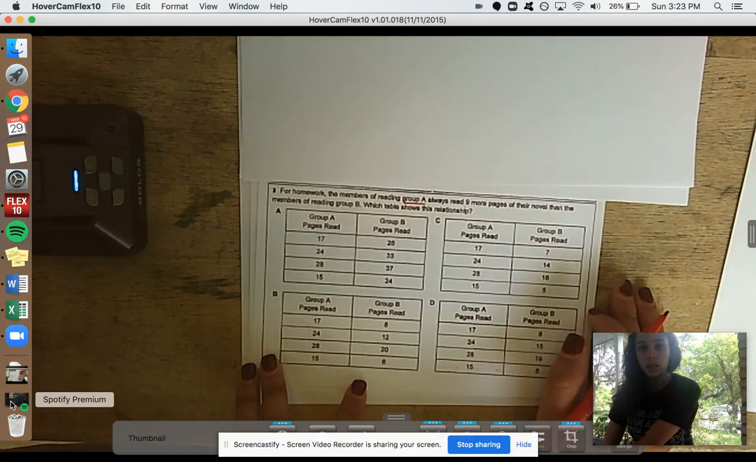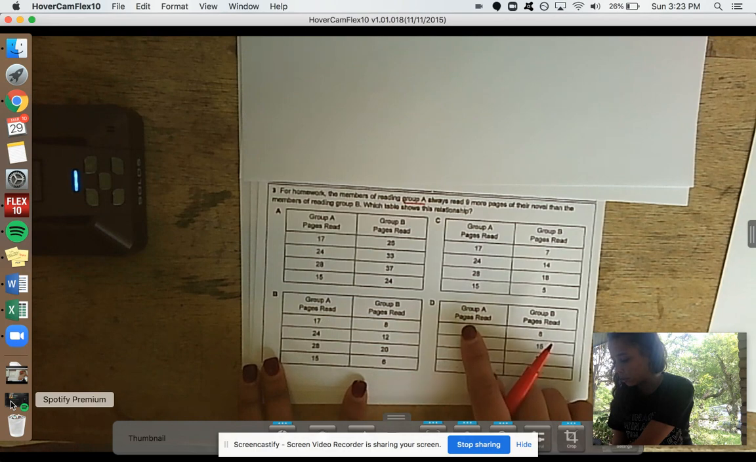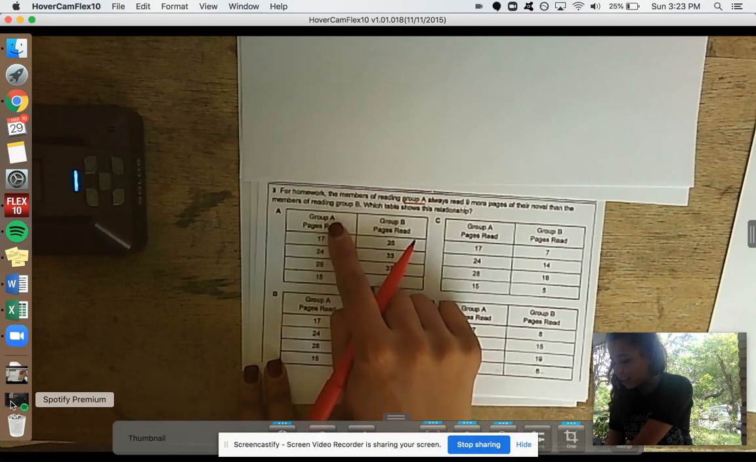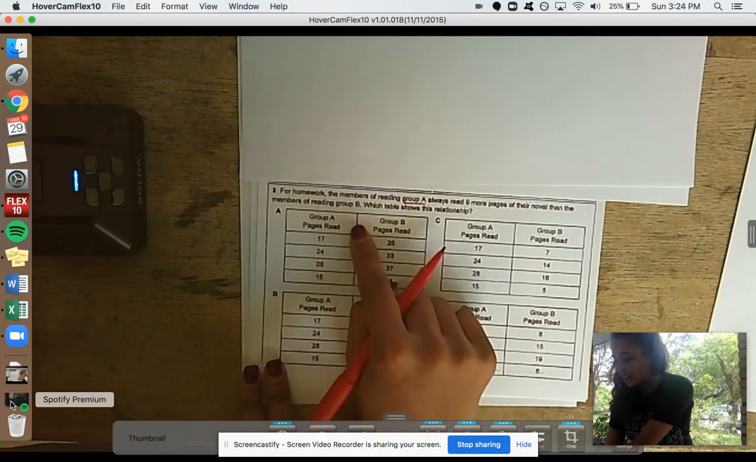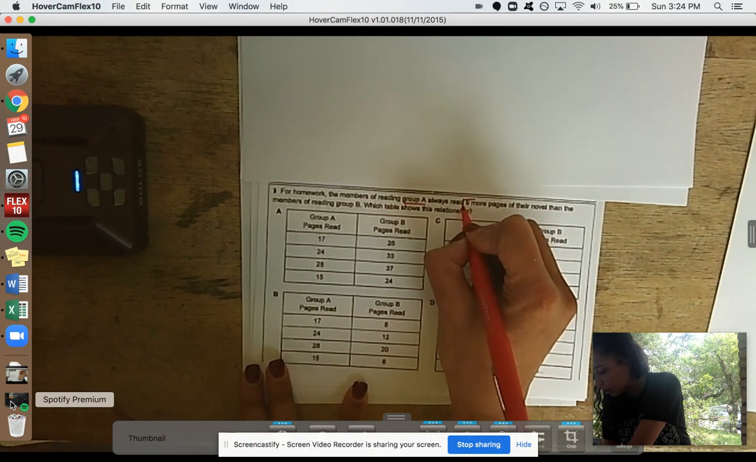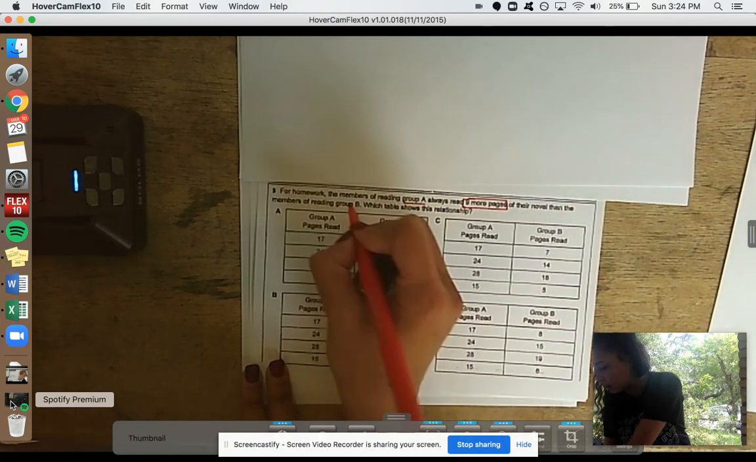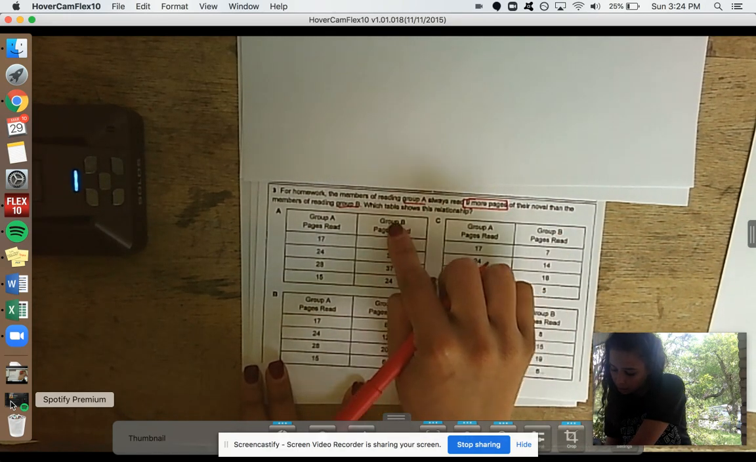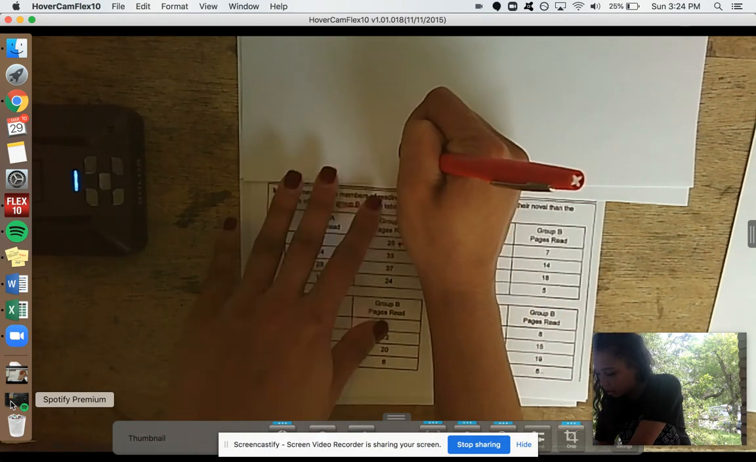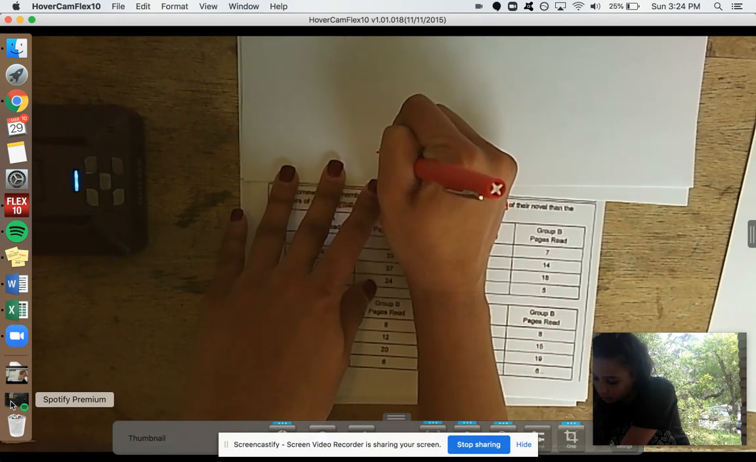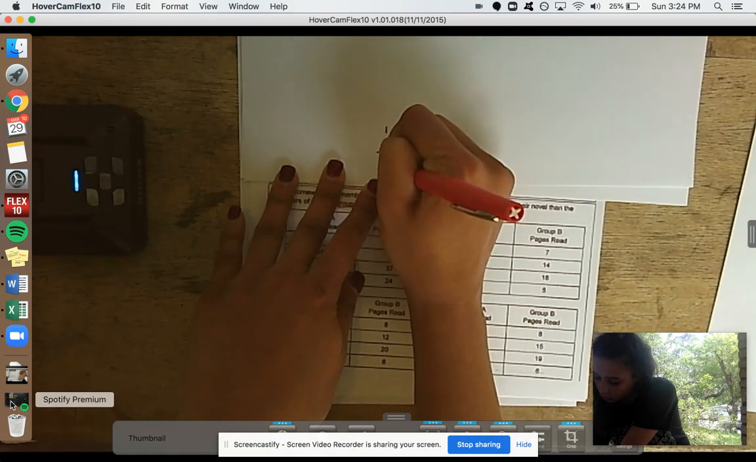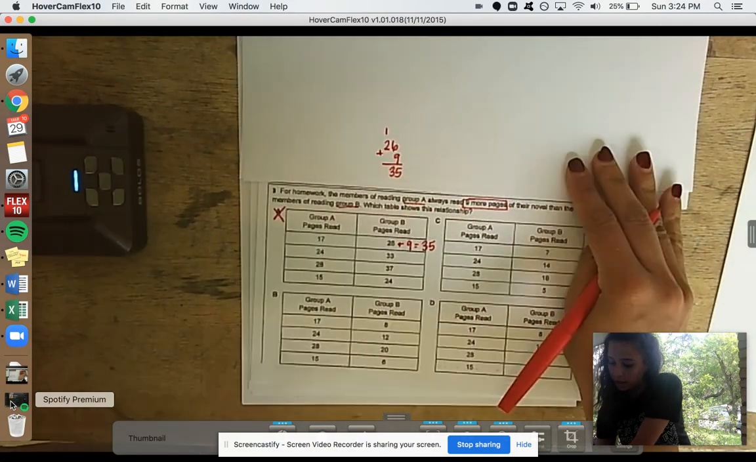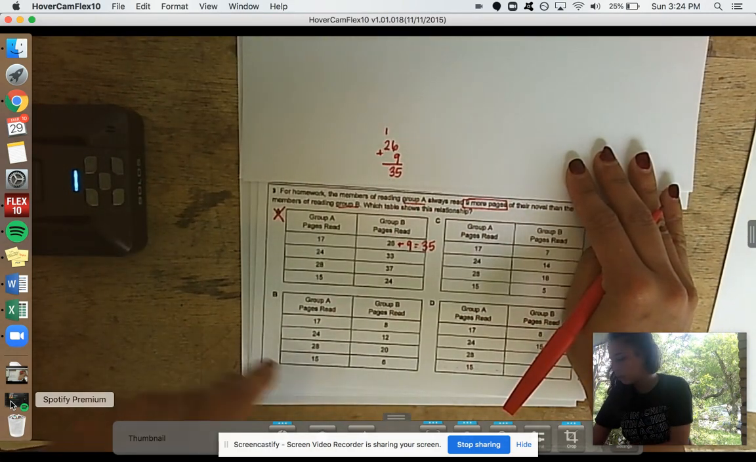Okay, so it looks like we're looking for a table that shows a relationship where every row in column A is 9 more than in B. I'm going to box in the important information, 9 more pages than B. So that means if I add 9 pages to B, I should get 17, but I know that's not true. 26 plus 9 equals 35. So A, I can go ahead and slash just based on the first row. I know it's not true.